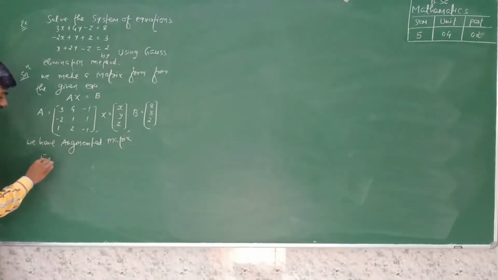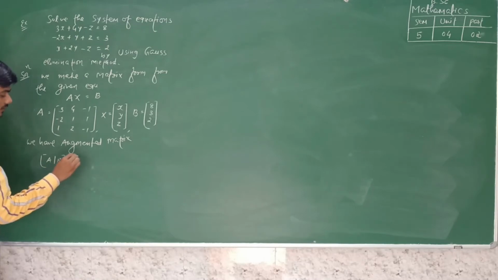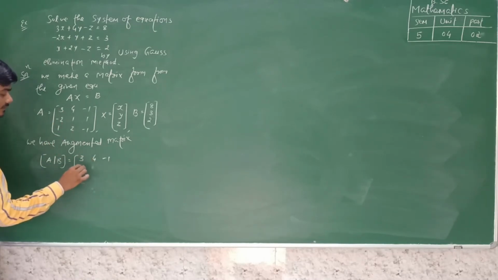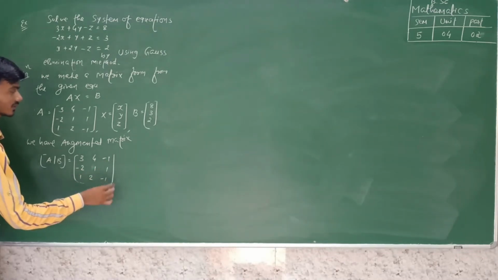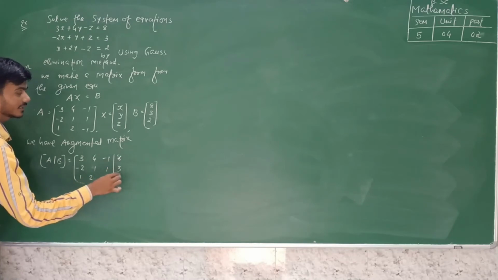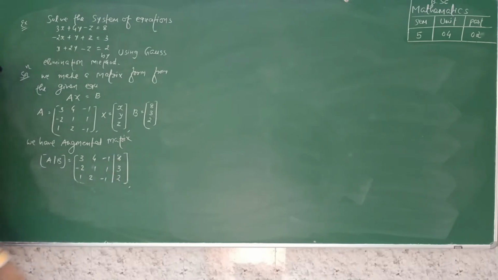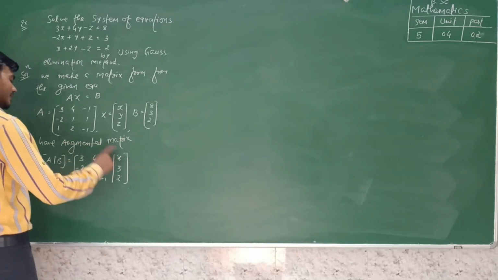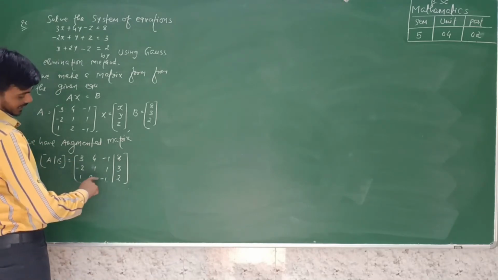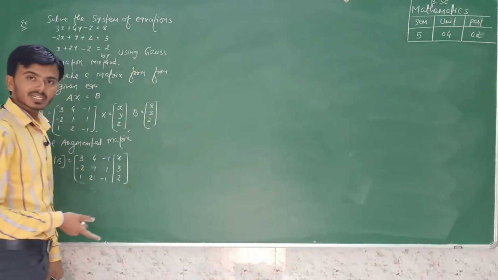Augmented matrix [A | B]. This can be written like this: 3, 4, minus 1; minus 2, 1, 1; 1, 2, minus 1. Augmented B means 8, 3 and 2. Now we make a matrix. This matrix is being transformed into an upper triangular matrix.